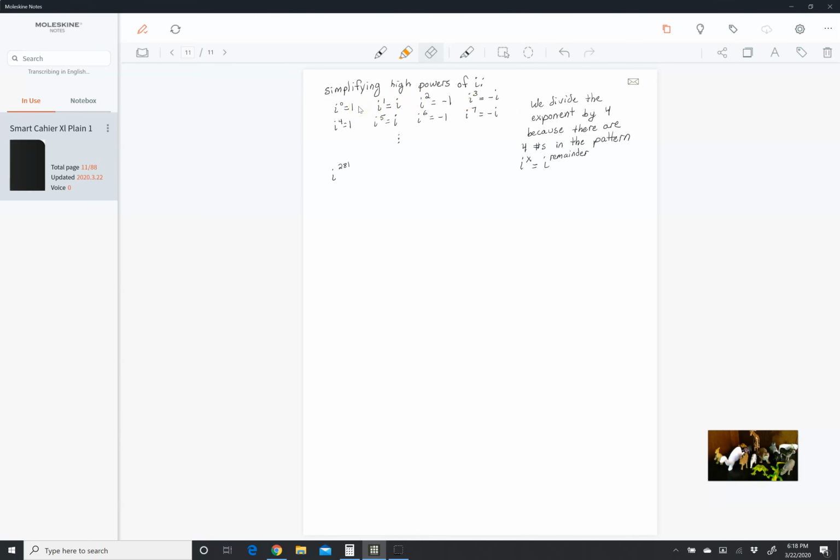So when we divide by 4, you're either going to get a 0.25, which is a remainder of 1. You're going to get a 0.5 as your answer, which means that you have a remainder of 2. A 0.75 means that you have a remainder of 3. Or you have a 0.0, which is a remainder of 0.